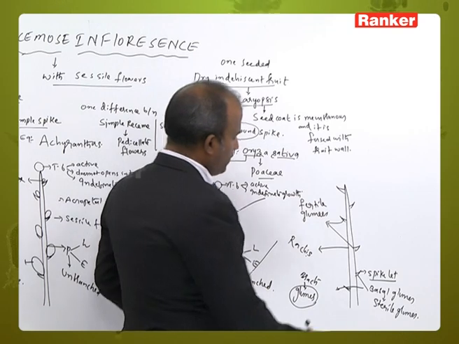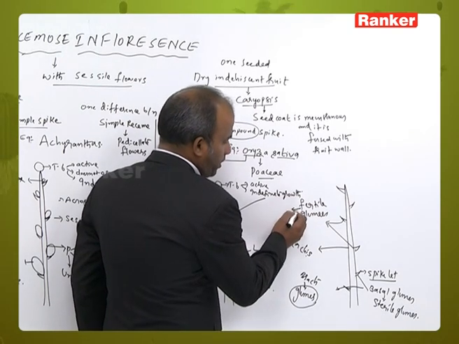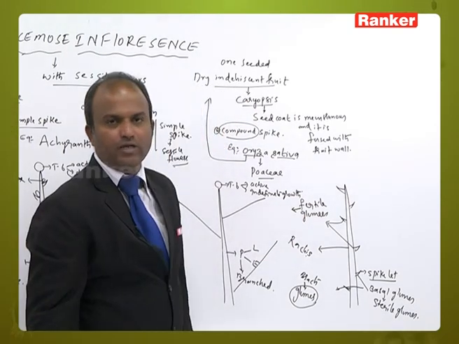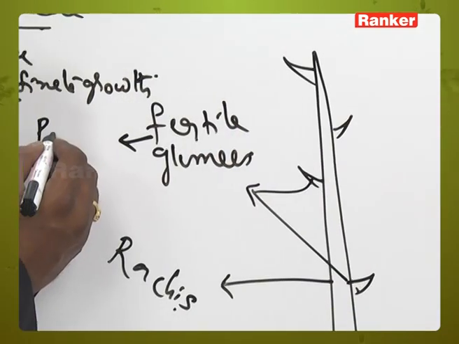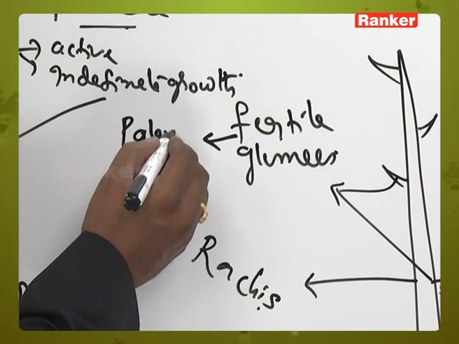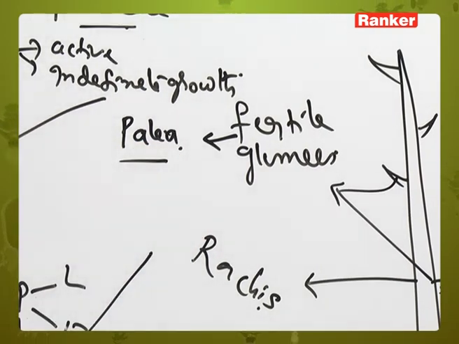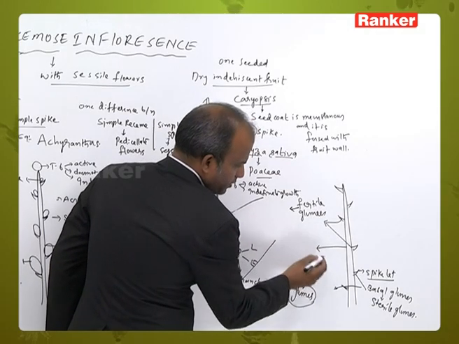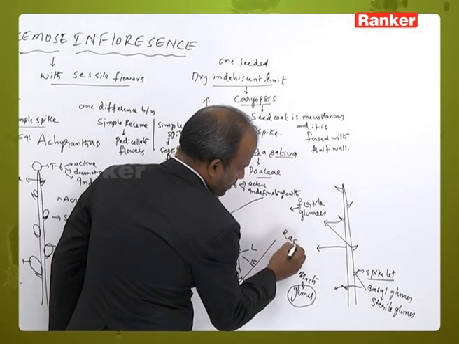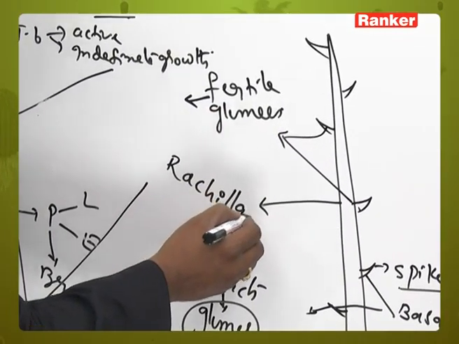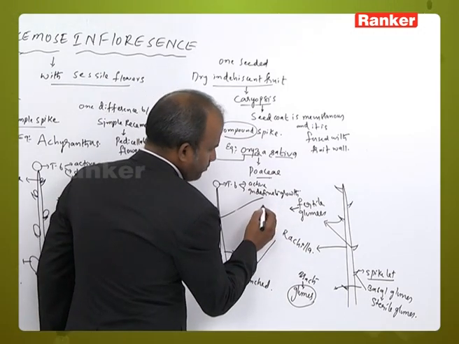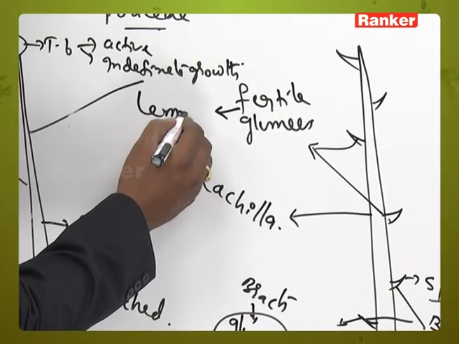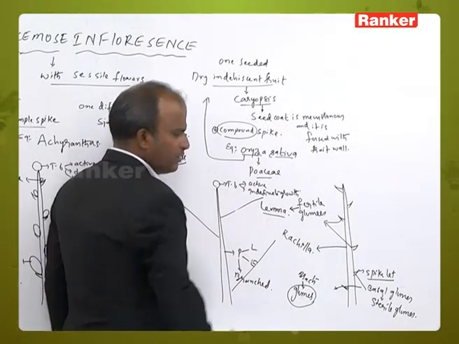Now these fertile glumes are called palea. The main axis of the spikelet is called rachilla. And here the fertile glumes are nothing but lemma.